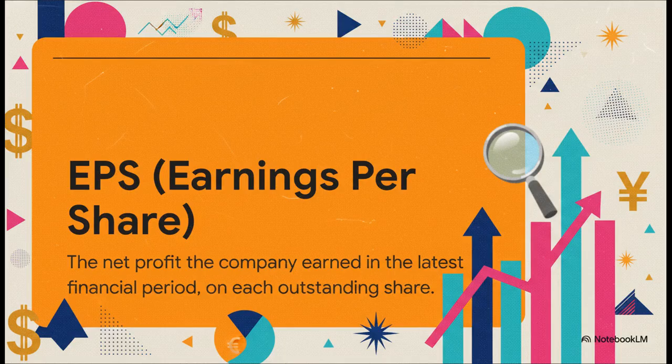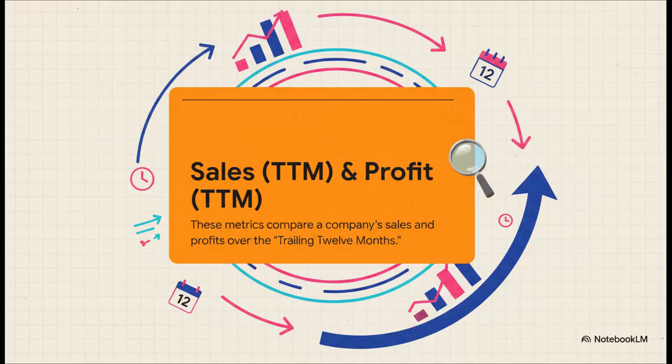So remember we mentioned earnings per share when we talked about the PE ratio? Well, here it is. EPS tells you exactly how much profit the company is making for each individual share out there. A consistently growing EPS is usually a really good sign of a healthy, growing company. Next up, sales and profit, but with this really important little detail, TTM. That stands for trailing 12 months. And why does that matter? Well, looking at a full year of data smooths out any weird single-quarter bumps or flukes and gives you a much more reliable picture of how the company's really doing over time.